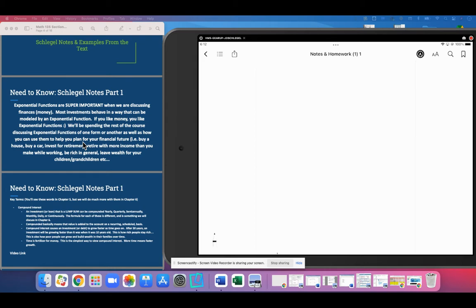We'll be spending the rest of this course discussing exponential functions in one form or another, as well as how you can use them to help you plan for your financial future, i.e. buy a car, buy a house, invest for retirement, retire with more income than you make while you're working, get rich in general, and leave wealth for your children or grandchildren. Some sort of a legacy is what I'm getting at here, that you would be able to leave your family with, frankly, a huge amount of money and set them up financially for the future.